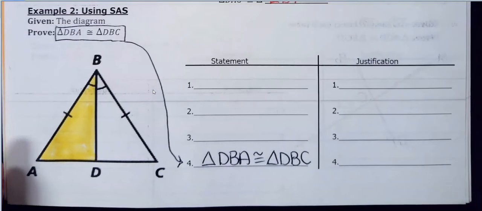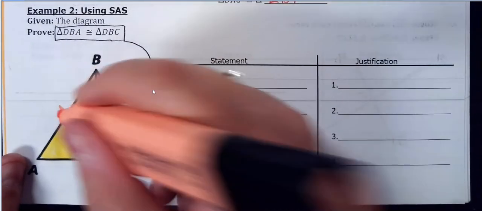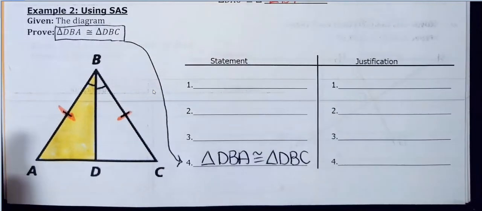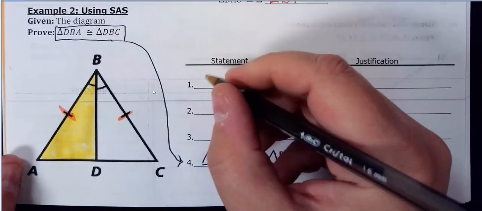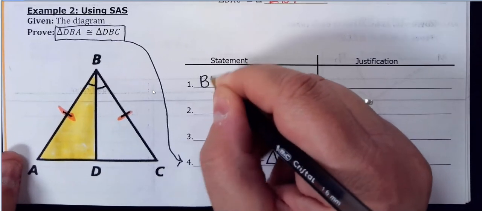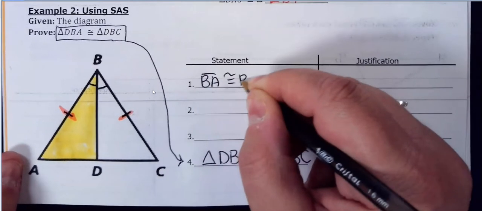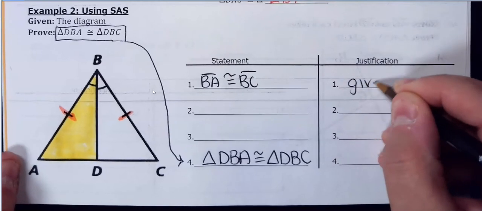In the diagram though, right here, I've got two sets of sides, one in each triangle, marked as congruent before I even start. So B to A and B to C, those are congruent, just marked in the picture, so that was given to me.